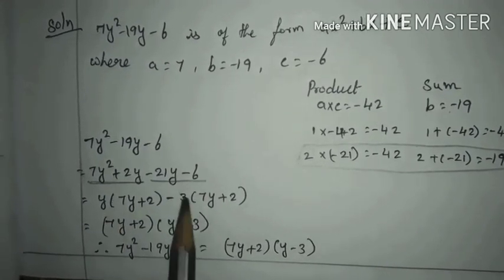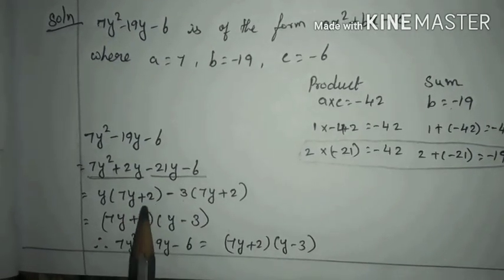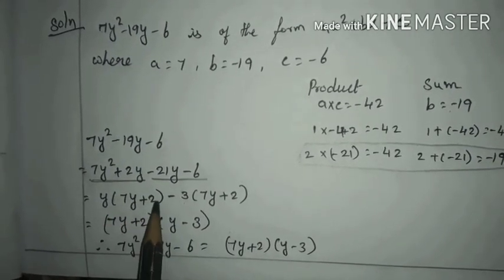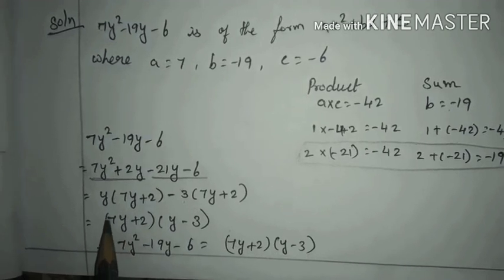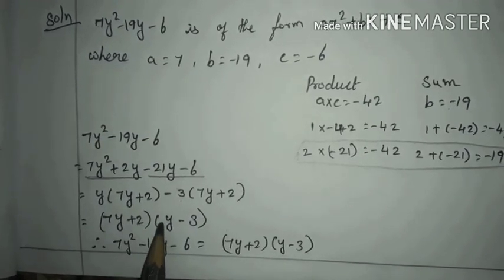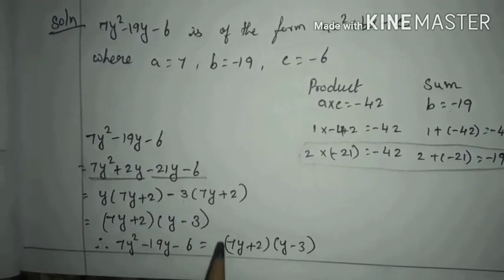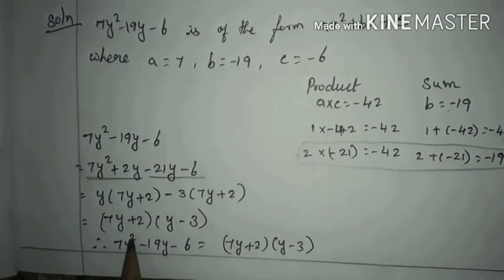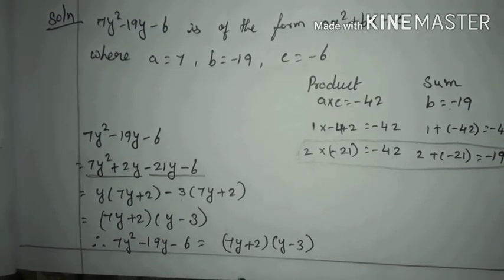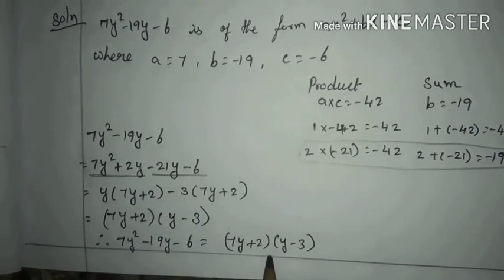When we compare these two terms again, we get 7y plus 2 is common. So when we take out 7y plus 2, we get the other factor as y minus 3. Therefore, the factors of 7y square minus 19y minus 6 are 7y plus 2 into y minus 3.